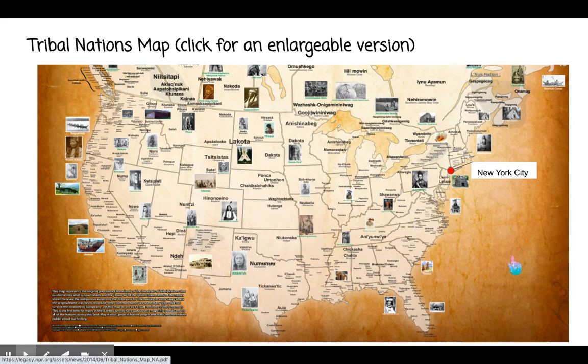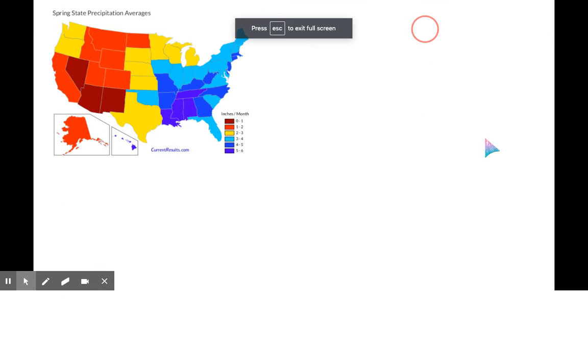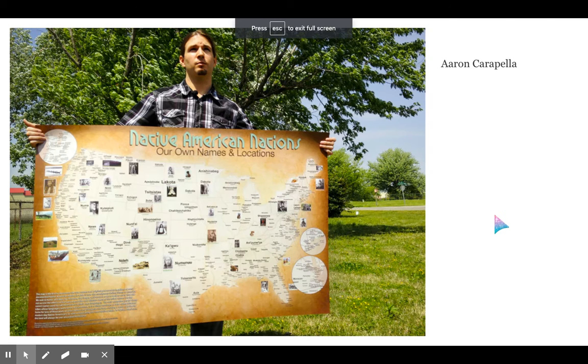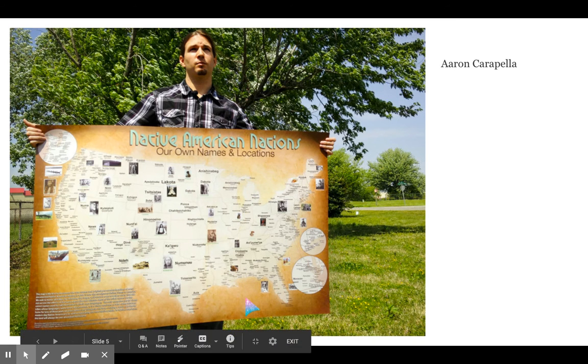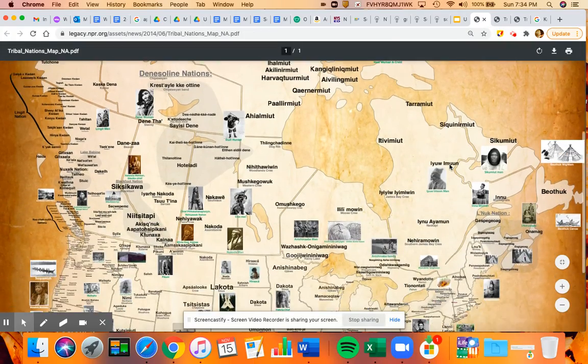Before the Europeans came, these were all of the different indigenous nations who lived where we live today. And this map was created by an indigenous man named Aaron Carapella. And Aaron Carapella lives today, and he is a Cherokee Native American. He found there were not many maps that showed the true names of Native people, and so he worked very hard to create a map that showed where Native tribes lived all over our country.